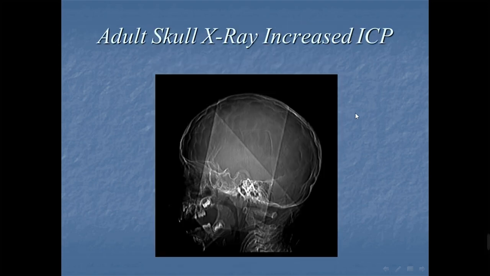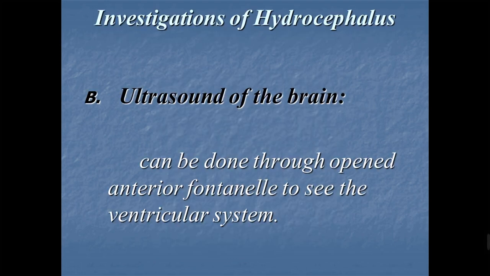Okay. While this is the picture which you will see in case of increased intracranial pressure in adults, what we call the copper beaten marking of the skull. I just mentioned this to you in the last lecture.